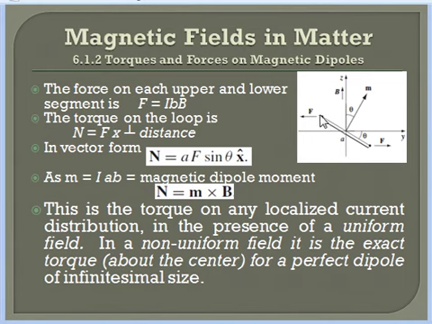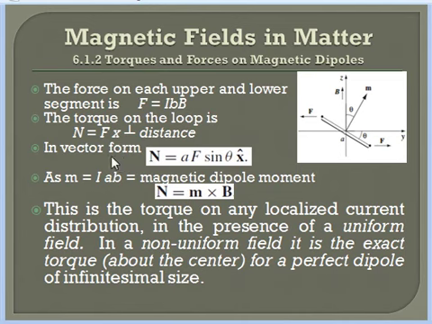If this length is A, that is the other dimension of the loop, and if this angle is theta, this angle is also equal to theta. So we can construct a triangle here. From that triangle, sine theta is equal to opposite side by hypotenuse. So the opposite side is equal to the hypotenuse, that is A, times sine theta. So the perpendicular distance is A sine theta.